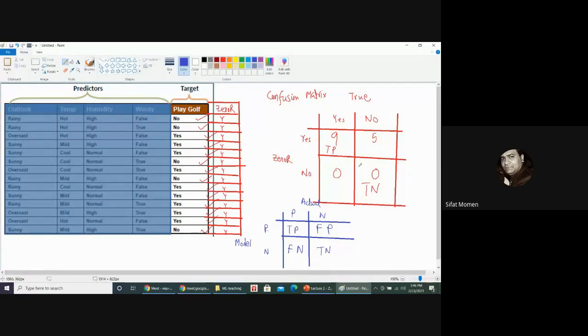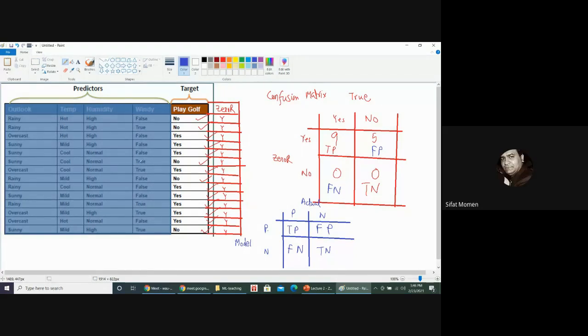Clear? So how many true positives are here in this case for the ZeroR classifier? 9. How many true negatives are there? 0. How many false positives are there? 5. How many false negatives are there? 0. Clear or not? So far so good? Yes, sir.